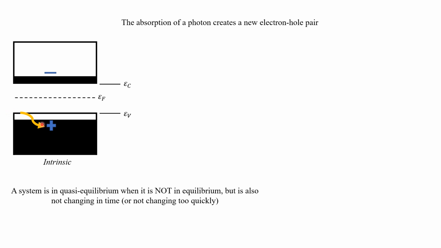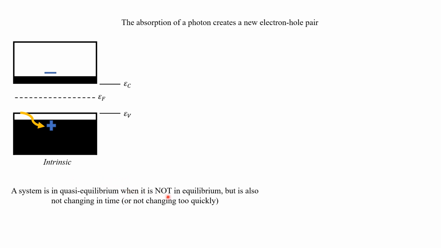If the pump is constant, we're going to reach a stationary state where the concentrations will no longer change in time. These concentrations of free electrons and holes, they will be different from the concentrations in equilibrium because the system is not in equilibrium. But they share this important feature of systems in equilibrium that the concentrations do not change in time. So in this situation, we say that the system is in almost equilibrium. And instead of saying almost, we use the word quasi. So the system is in quasi-equilibrium.